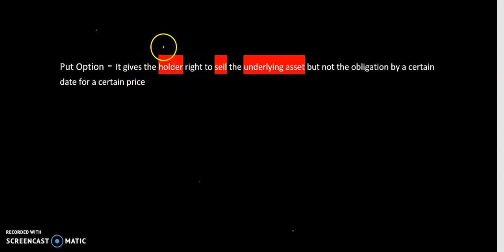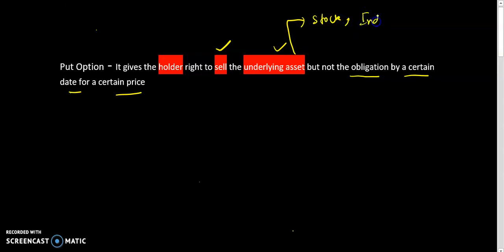In this video, I'm going to explain put option. Put option gives the holder right to sell the underlying asset but not the obligation by a certain date for a certain price. Underlying asset could be stock, stock put option, index, index put option, commodity, commodity put option.